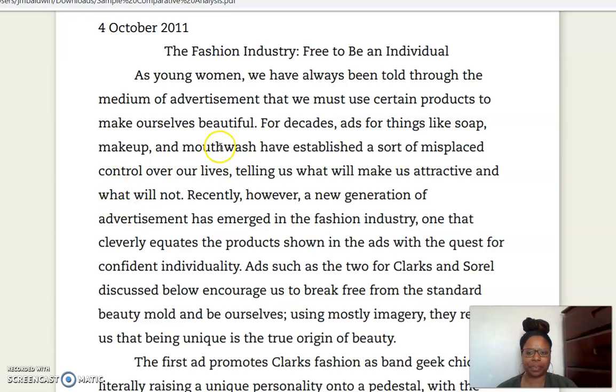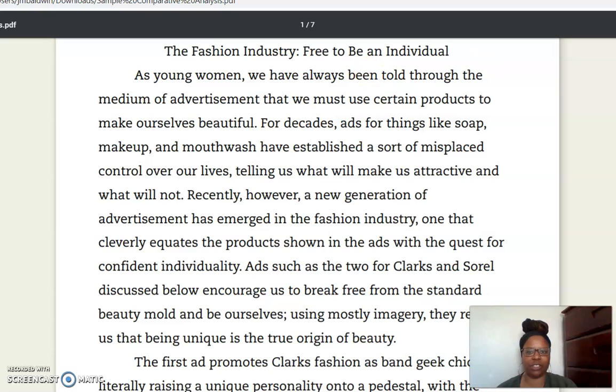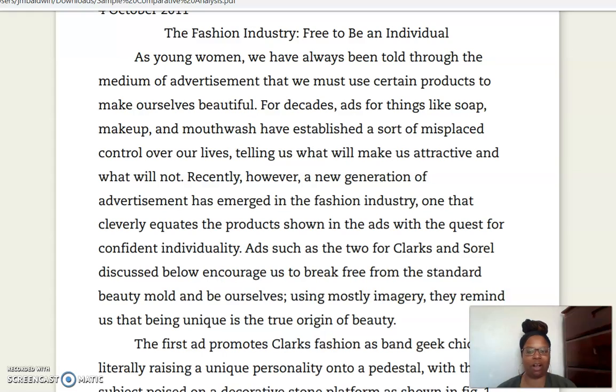All right, so if we look at this sample essay, "The Fashion Industry: Free to Be an Individual," I want to read not the whole thing, but there are some things I do want to point out about the structure and organization of this essay.